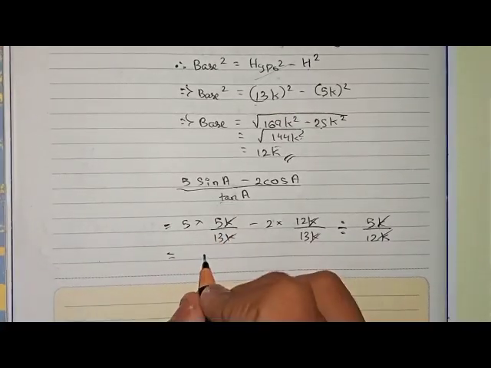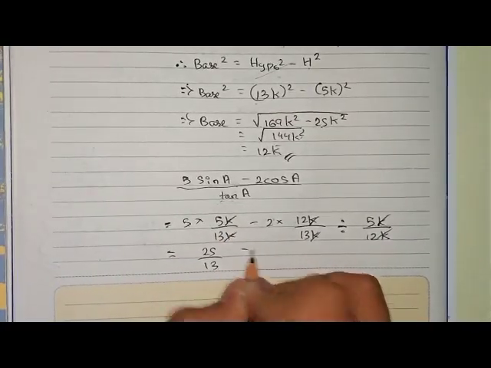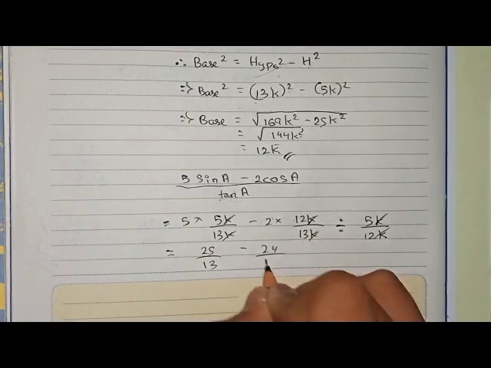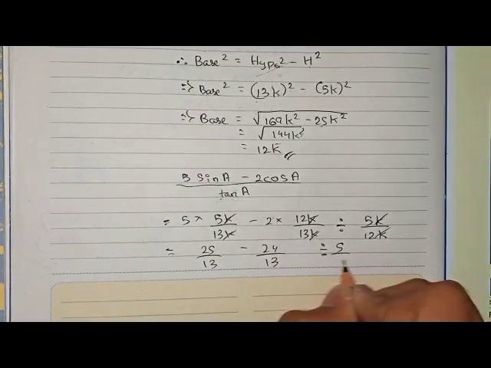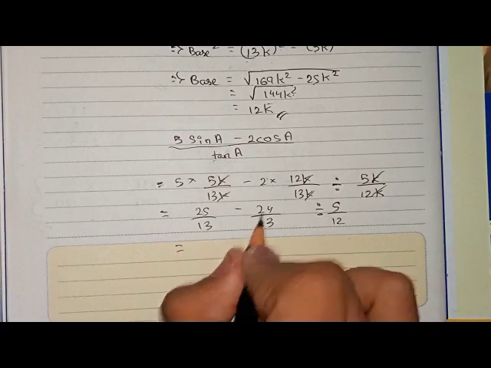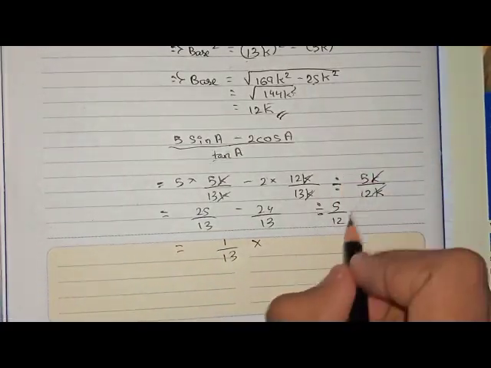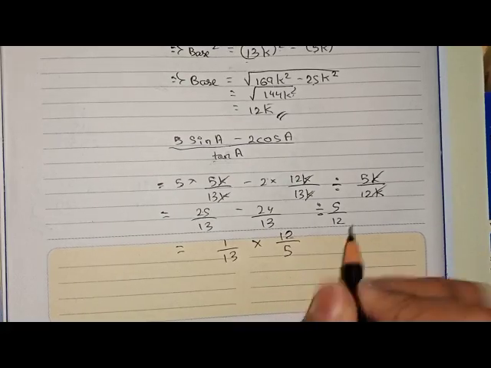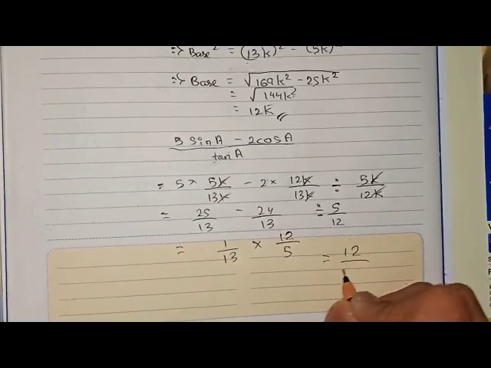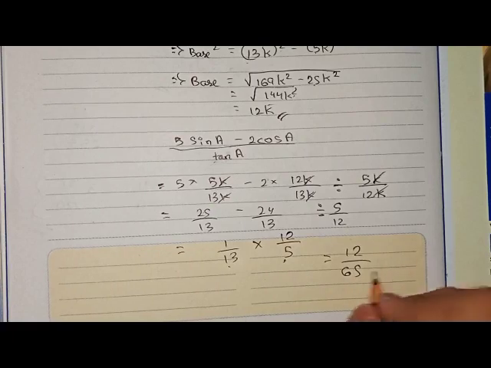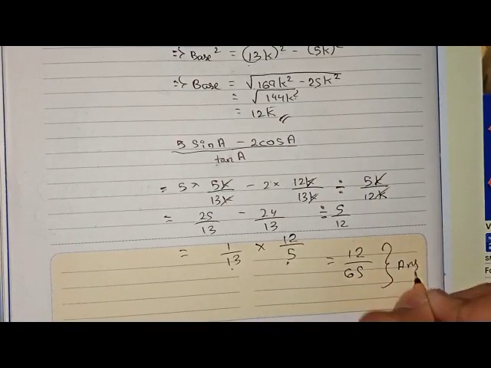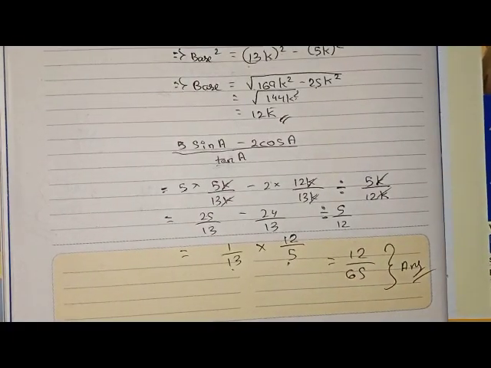So here 5 into 5 is 25 by 13, minus 24 by 13, divided by 5 by 12. So 25 minus 24 is 1 by 13, multiplied by the reciprocal, so 12 by 5. So it becomes 12 by 65. 13 into 5 is 65. So this is the final answer for this question. So let's move on to our next question.